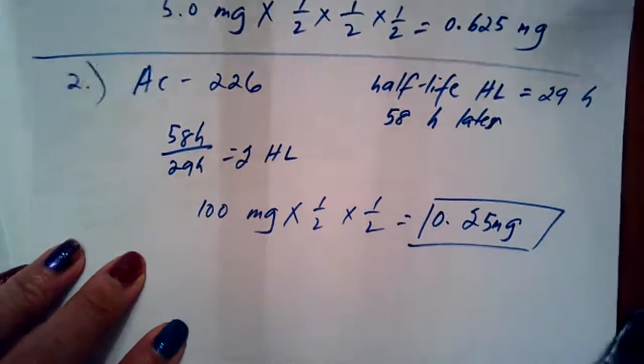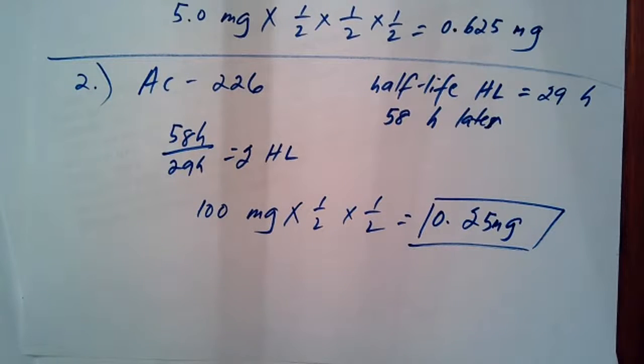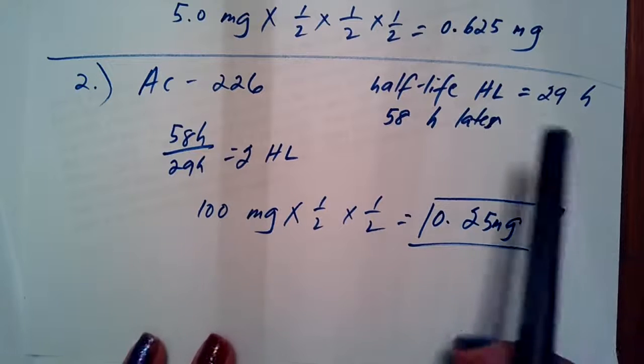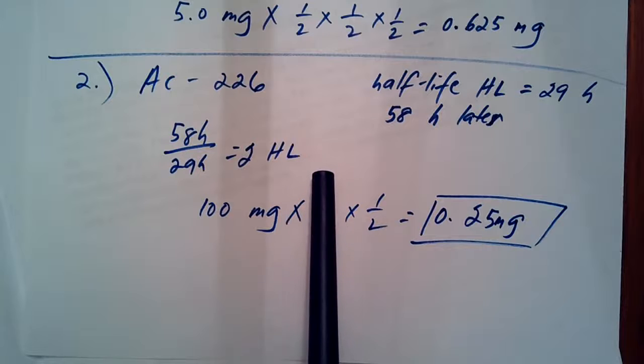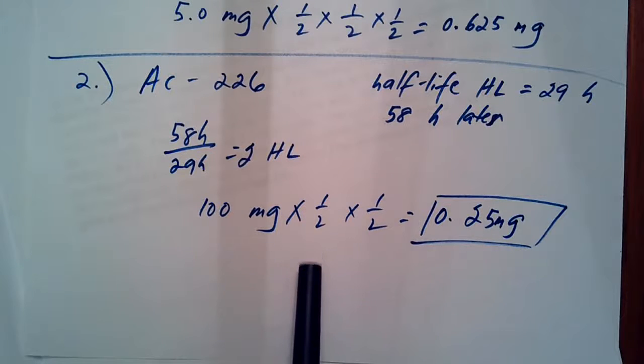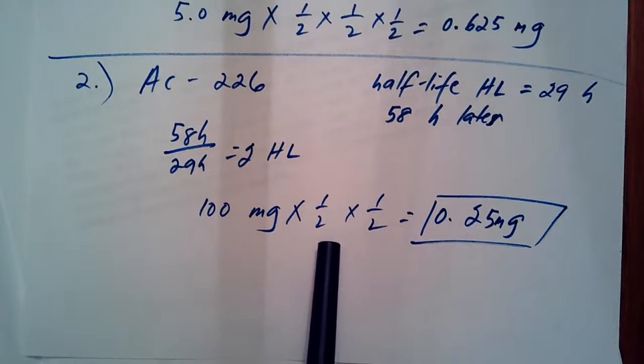So this is how we can calculate whatever mass is remaining. Whether we're calculating the number of nuclei or the mass that is left after some time has passed, this is how we can calculate. If the half-life is given, we can figure out how many half-lives have taken place in that amount of time, and we can figure that out by using this method.